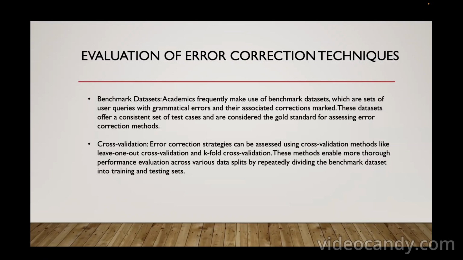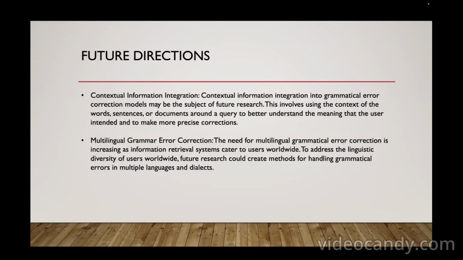The second one is cross-validation. This error correction evaluation can be based on cross-validation methods like leave-one-out cross-validation and k-fold cross-validation. These methods enable more thorough performance evaluation across various data splits by repeatedly dividing the benchmark dataset into training and testing sets.